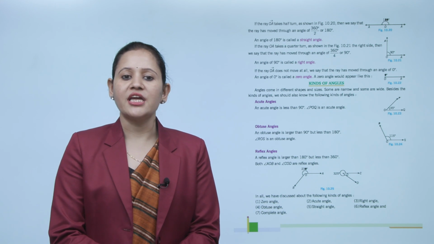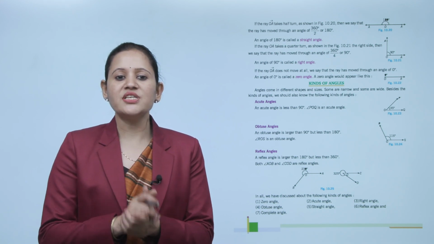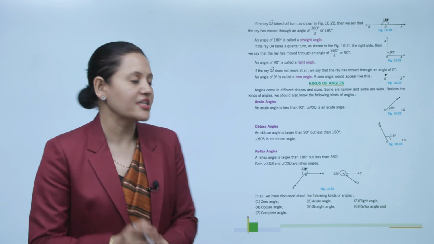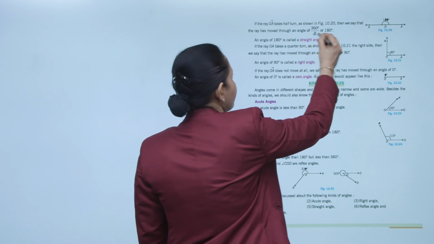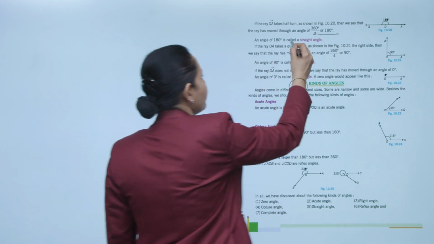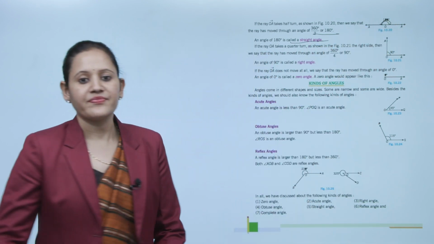If the ray OA takes a half turn as shown in figure 10.20, then we say that the ray has moved through an angle of 360 upon 2, that is 180 degrees. The angle of 180 degrees is called a straight angle. Like here, the half turn equals 180 degrees.